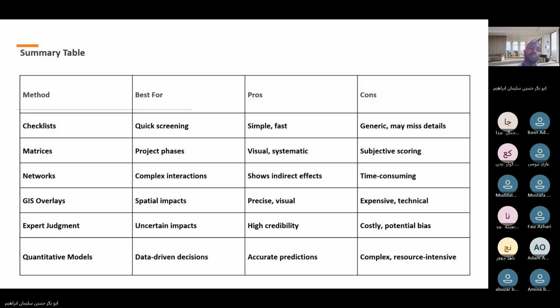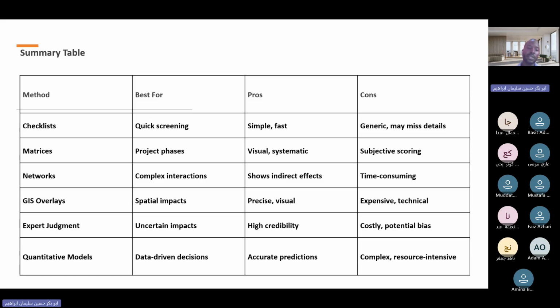Expert judgment is best for uncertain impact. When we are conducting a project or program for a long time, there may be uncertain or unexpected impacts. This is when it is best to use the expert judgment method. The advantage is high credibility, but the disadvantages are that it is costly and has potential bias. Sometimes we expect some bias.